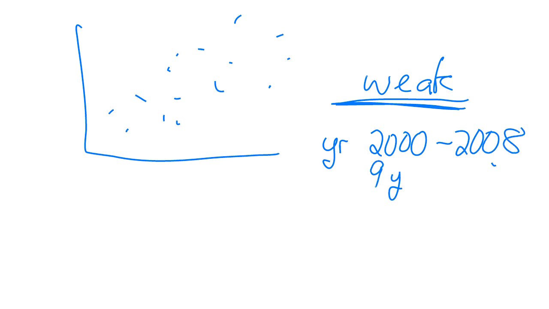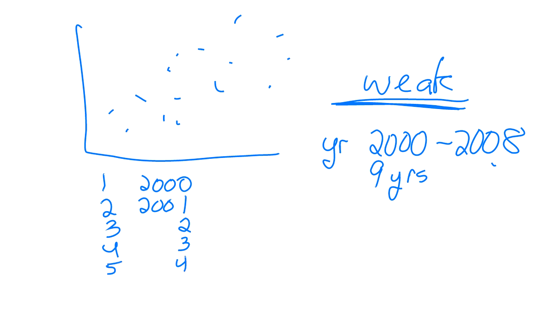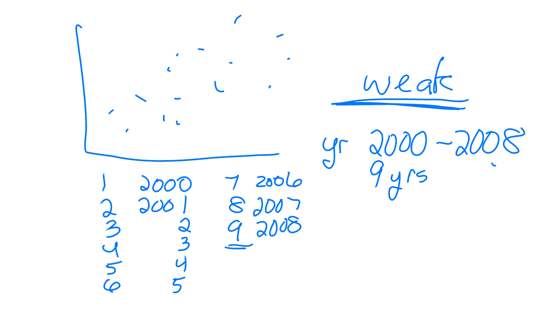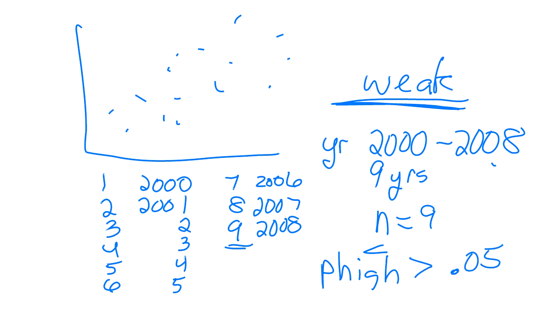Well, 1 is 2000, 2 is 2001, 3 is 2002, 4, 2003, 5, 2004, 6, 2005, 7 is 2006, 8, 2007. So 9 will be 2008. If you put that in the Pearson calculator, like n equal 9, then your P is going to be high. It's going to be greater than 0.05. So it's not significant.